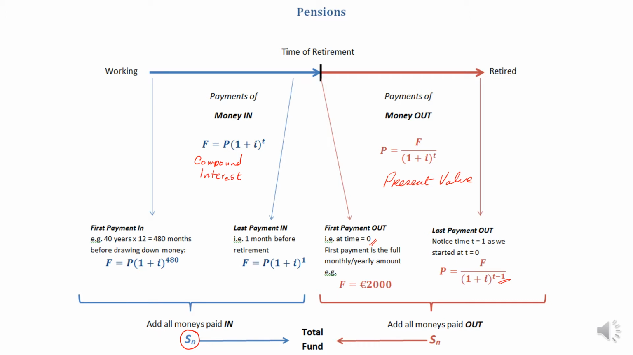When you add all of these payments, they should add up to the same value as the total fund that was built up in savings. So the total fund should be equal to all of these monies paid in, and also equal to all the monies paid out.